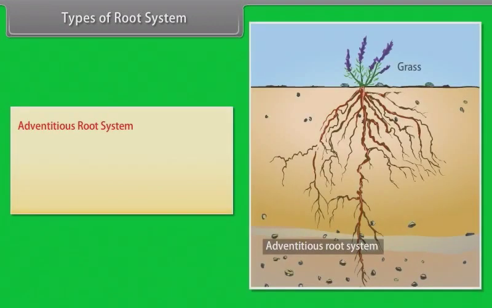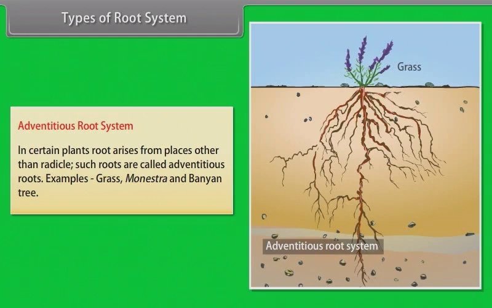Adventitious root system. In certain plants, root arises from places other than radicle. Such roots are called adventitious roots. Examples, grass, monstera and banyan tree.